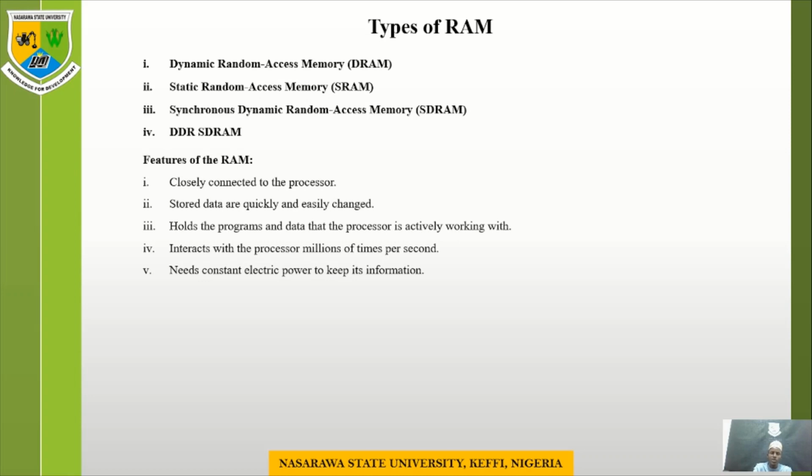So we have types of RAM. We have the dynamic RAM, static random access memory, synchronous dynamic RAM, and DDR synchronous dynamic RAM. So, features of the RAM. What are those features that you see and you know that this thing is a RAM, a random access memory? It is closely connected to the processor.